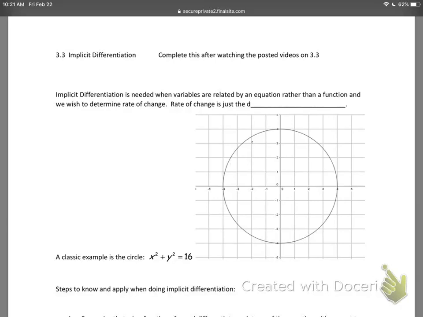Okay, in this video we're going to do 3.3 implicit differentiation. So implicit differentiation is needed when variables are related by an equation rather than a function, and we wish to determine the rate of change. And don't forget, the rate of change is just a derivative. So this is just the derivative. So on this line, right here, I would write the word derivative.